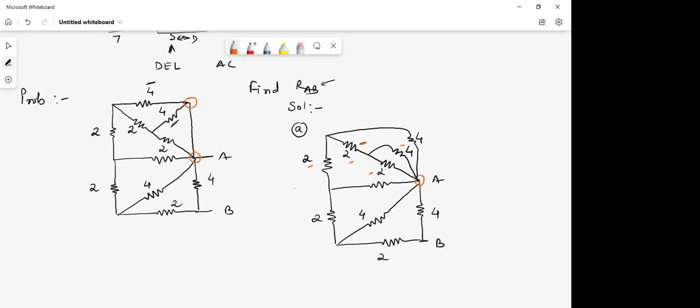So this 4 and this 2 are in parallel. See, their endpoints are together. Endpoints together hai to they are in parallel. So 4 and 2 are in parallel. Whatever answer comes, that is in series with 2. And whatever answer is coming, that will be in parallel with this particular 4. I'll show you over here.